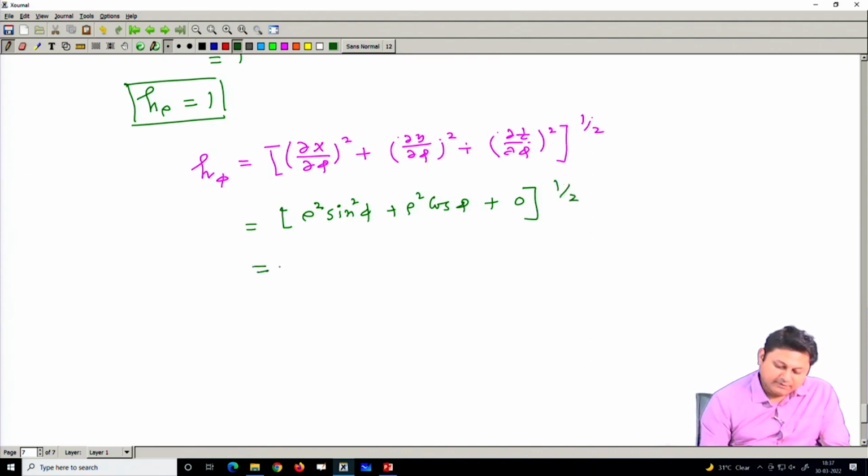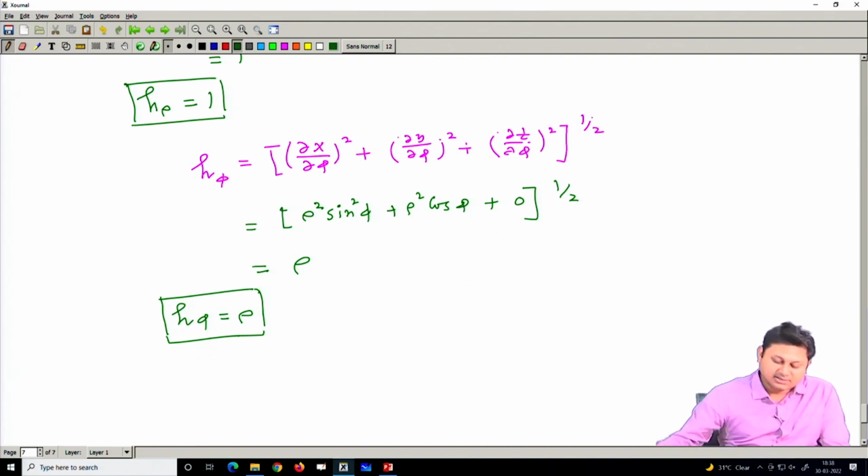So, we now have an interesting value here, and that is h phi is equal to rho. The scaling factor is no longer 1 here. Previously, for Cartesian coordinates, h x, h y, h z, or h 1, 2, 3, were all 1, but here this is not the case.